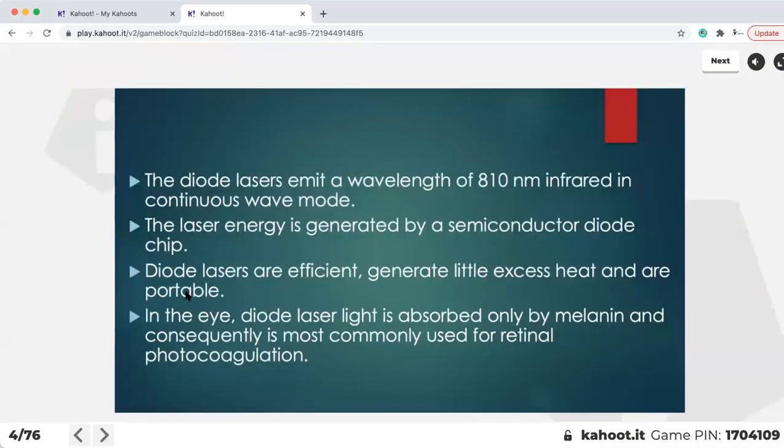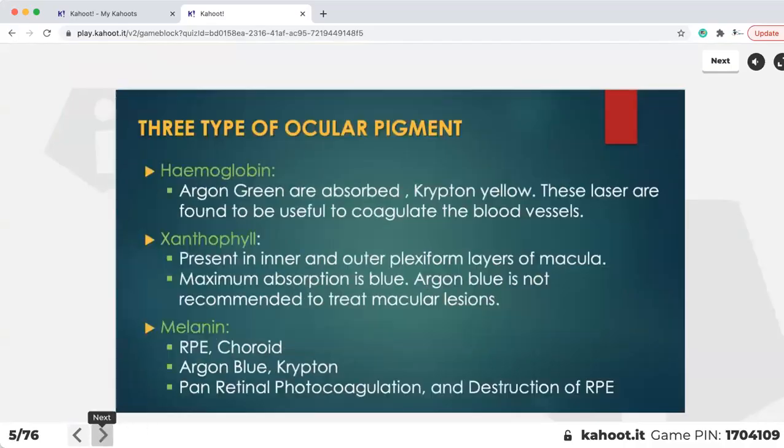As we mentioned, the diode laser emits a wavelength in the infrared range of 810 nanometers in the continuous wave mode. This diode laser is generated by a semiconductor diode chip. Diode lasers are efficient, generate little excess heat, and are portable. That's what makes them more preferable for macular treatment. Another advantage is that it's absorbed only by the melanin, not by the xanthophyll pigments, making it safer for retinal photocoagulation.